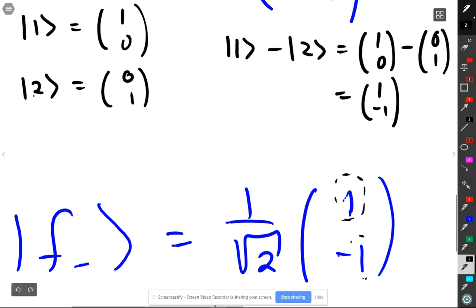But why does ket 1 equal 1, 0? It was just given to us. I didn't know if there's a formula. No. It was given to us in the statement of the problem.